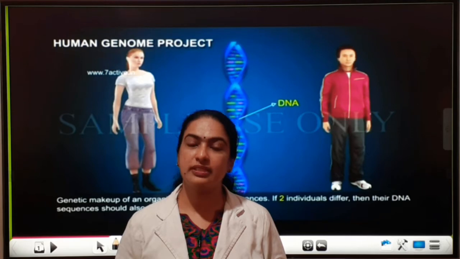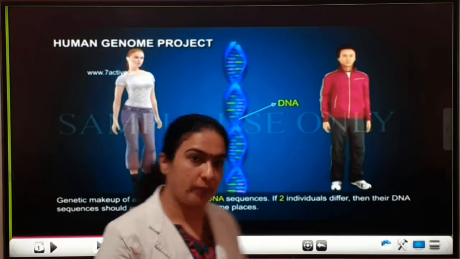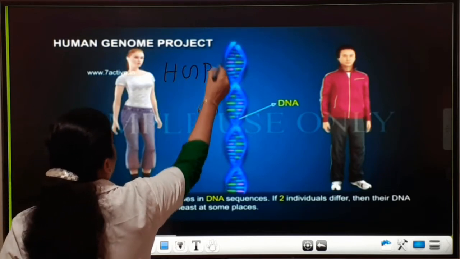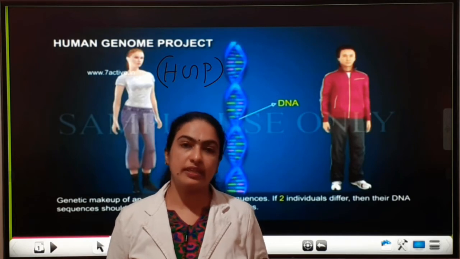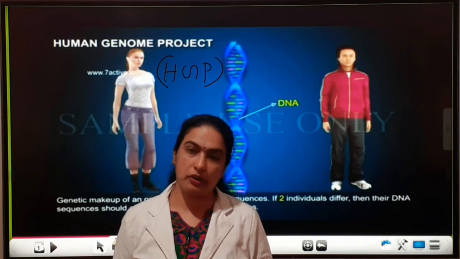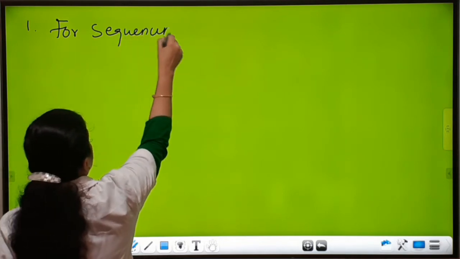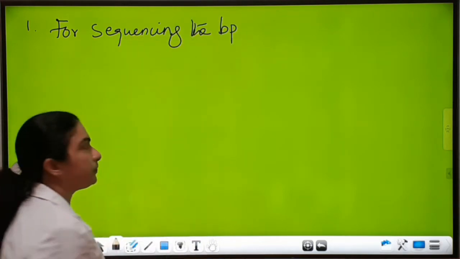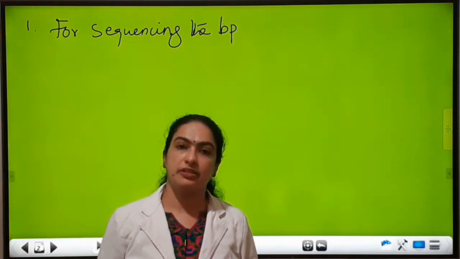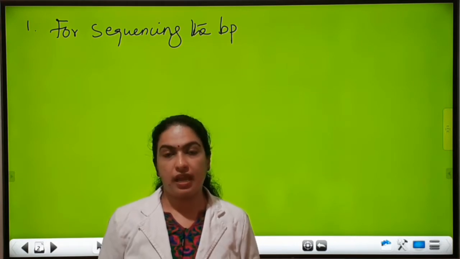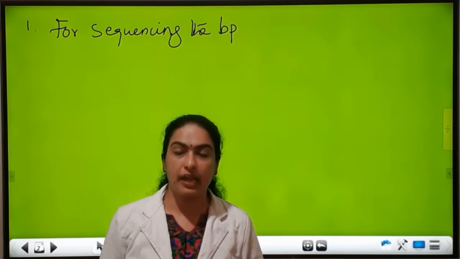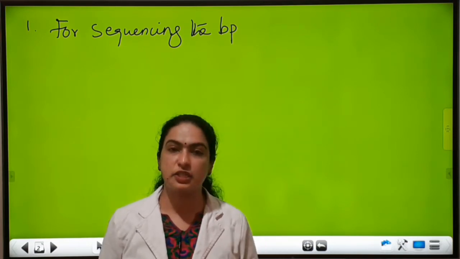Now I'm going to teach you the Human Genome Project, or HGP. First we have to see the basic things in relation to the Human Genome Project. The first point is that this project was done for sequencing the base pairs in the human DNA. And this project is known as a mega project. Why is this project commonly known as a mega project? Due to some reasons. Let's get into the details of that.